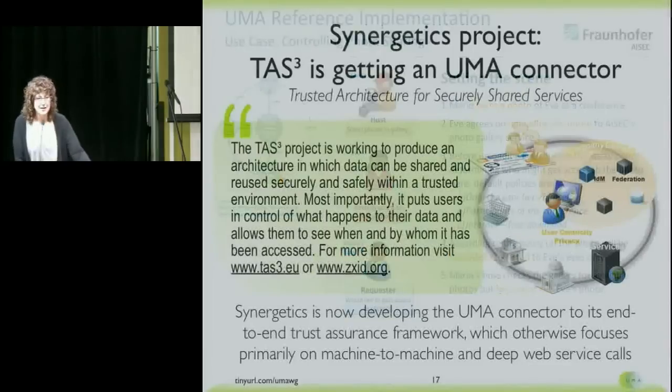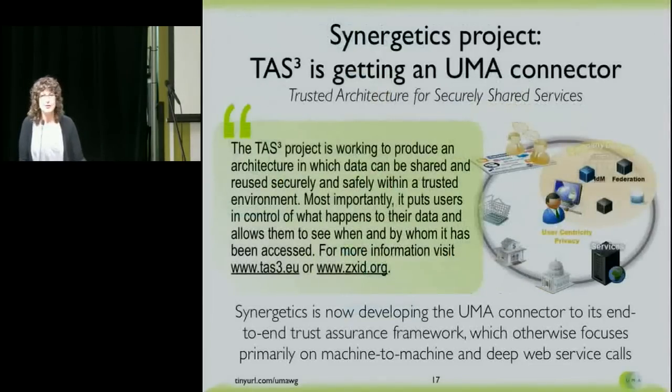And then a fourth implementation is involved with some work in the EU that's called Task 3. Actually, the new name is End-to-End Trust Assurance. The idea with the base of that is that users should be able to audit access that was made to their stuff. But more than just audit, they're actually putting in this UMA connector so users can put in place policies and actually control it and not just audit.